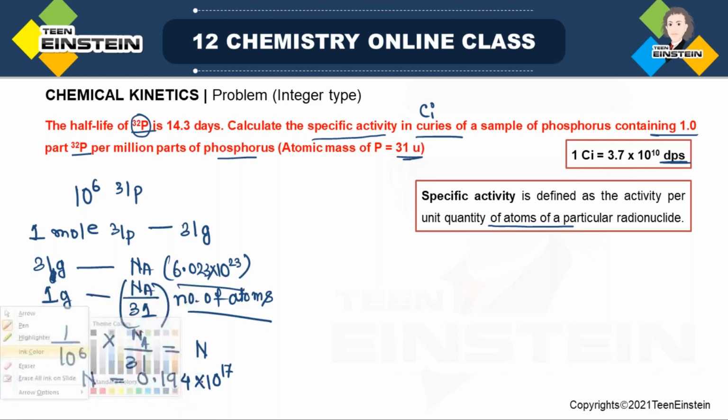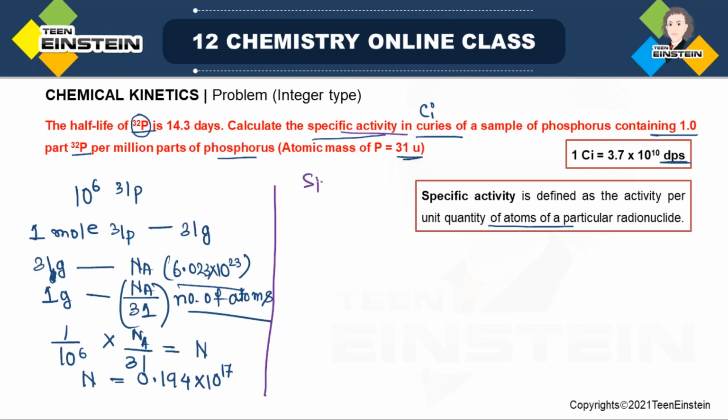Next we will see what the decay constant is. Why are we calculating it? Because after all, we have to find out specific activity, and specific activity is equal to the decay constant, which is nothing but the rate constant, lambda, into N. So that is why we need the value of these two. N we have already calculated, and next we have to calculate the decay constant.